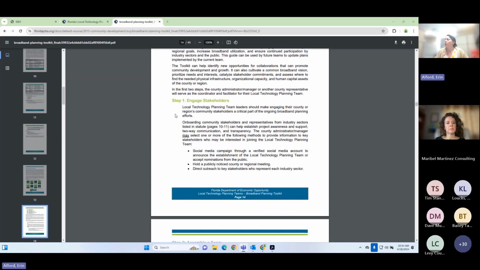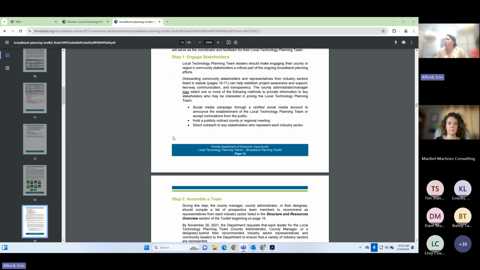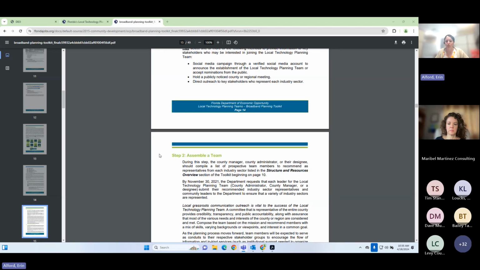So here's the first step, engage with your stakeholders, that we've been talking about. This is very important because it's essentially going to lay out the foundation for your LTPT. A good way to connect with those stakeholders is social media, or holding a public notice at a local government agency. And then direct outreach is a great way to reach out to these people as well.